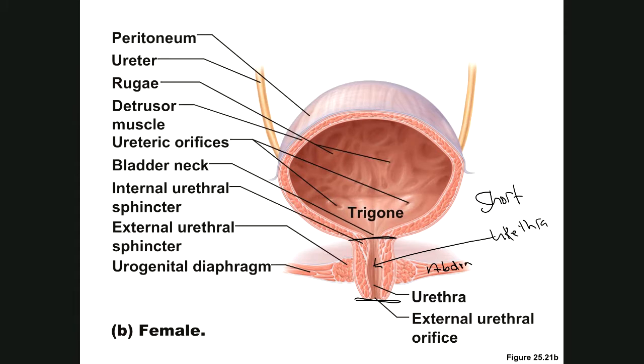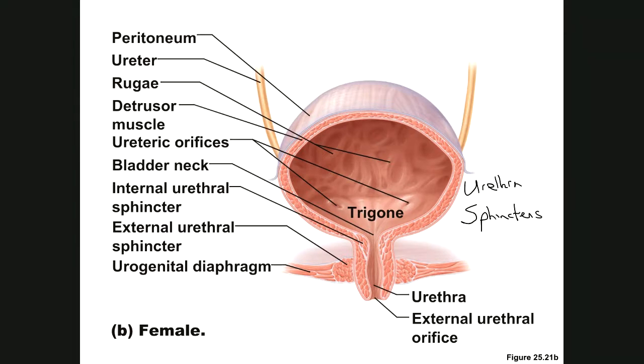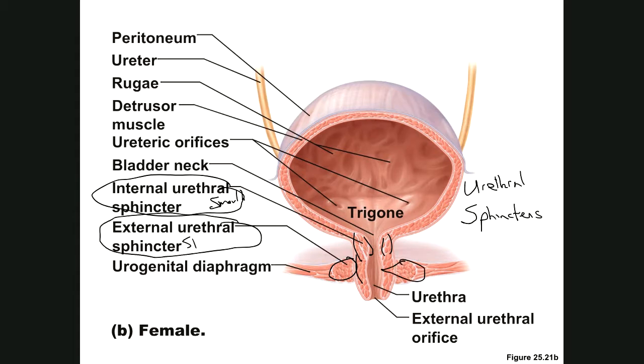Well, you don't want urine coming out all the time. And so there are, just like we saw with the digestive system, two sphincters. Remember we had an internal and external anal sphincter? Well, there's an internal and external urethral sphincter as well. Just like we saw before, the internal is smooth muscle. So here's the internal right here. That's smooth muscle, and it's involuntary. But right here where it passes through the abdominal wall is skeletal muscle. That's the external sphincter, and that one is voluntary.